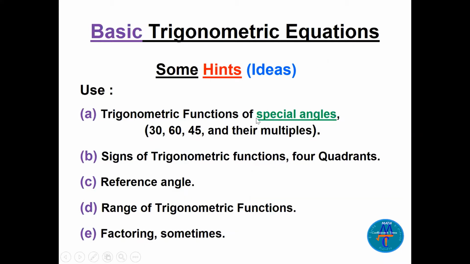It's very important here that you remember the special angles, 30, 60, 45, and their multiples, because you have to use the sine, cosine, tan, and cotan of these special angles. The signs of trigonometric functions, which are positive and negative in which quadrant. The reference angle, the range of trigonometric functions, and factoring sometimes. So these ideas will help you to solve the basic and also the other trigonometric equations.